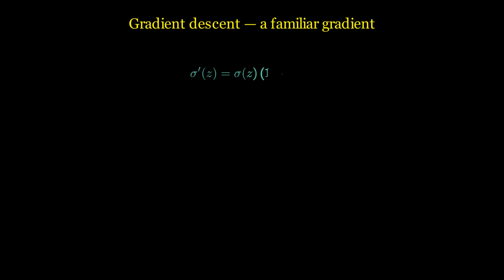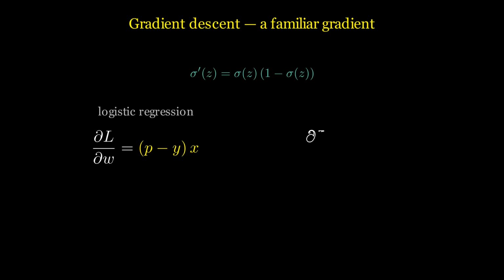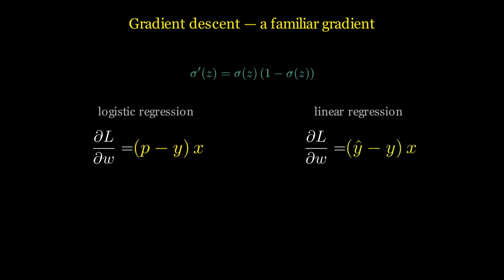The gradient collapses to something stunningly simple. It works out this cleanly because the sigmoid has a lovely derivative. Sigma prime equals sigma times 1 minus sigma, and when you plug it into the cross-entropy, everything cancels. What's left is the push on each weight, the prediction minus the truth times the feature, p minus y times x. Look familiar? It's the exact same shape as the gradient in linear regression, where it was prediction minus truth times x. Same rule, different squashing.